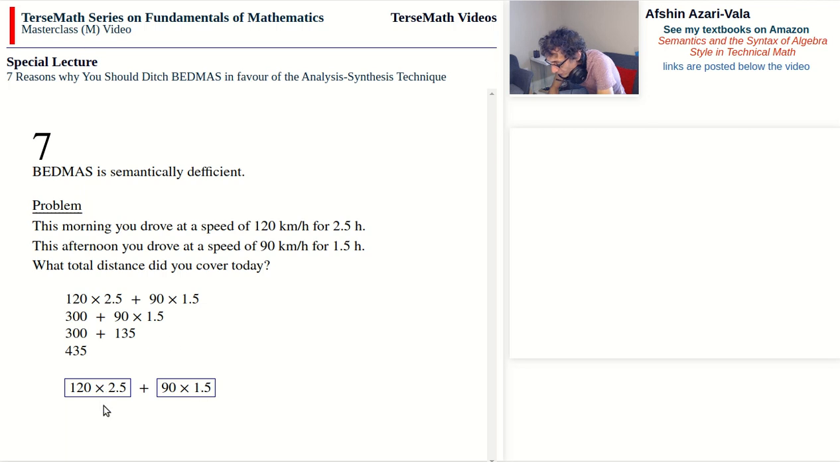And why is it that we're trying to work them out? We notice that this would give us the distance that I covered this morning by multiplying my travel speed and travel time. I find the distance that I covered this morning. And this other term gives me the distance that I covered this afternoon. And once I know the distance covered this morning and this afternoon, then I can add them up to find the total distance.